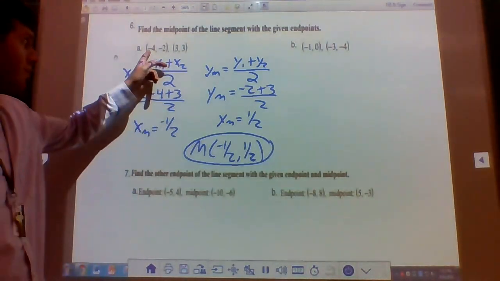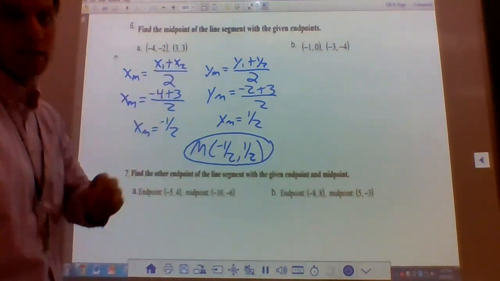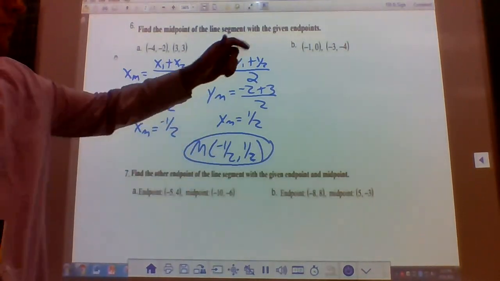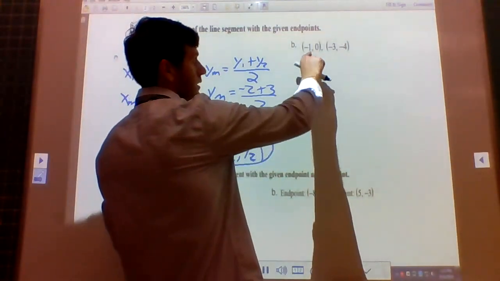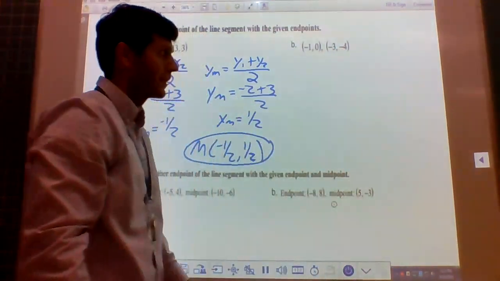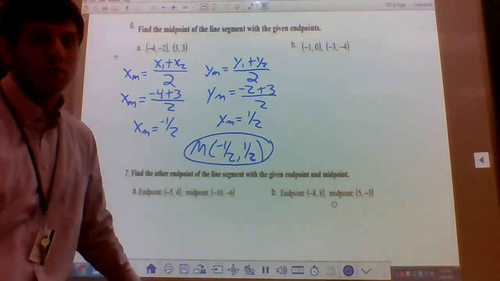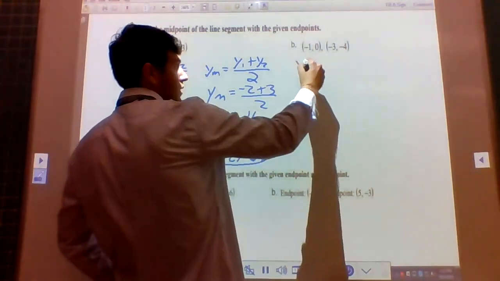Well, negative 1/2 is halfway between negative 4 and 3. Positive 1/2 is halfway between negative 2 and positive 3. Okay, so over here, same thing. Again, we can just look at it. It's going to be negative 2, because negative 2 is between negative 1 and negative 3, and negative 2 is right in the middle of 0 and negative 4, but let's write it out just to be sure.